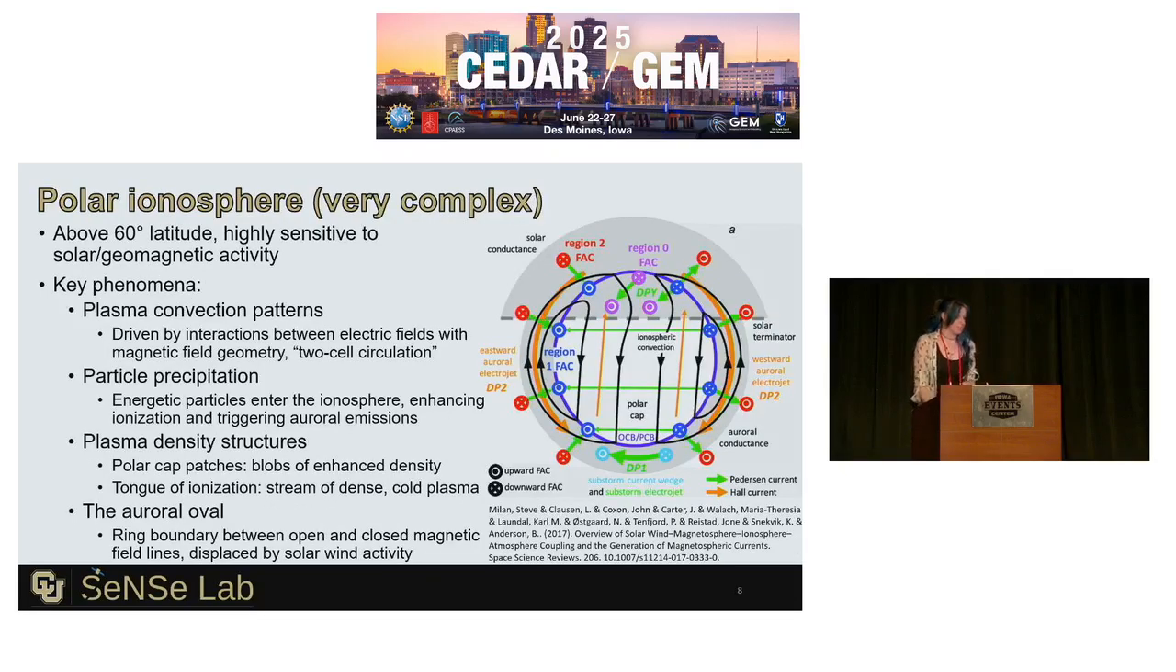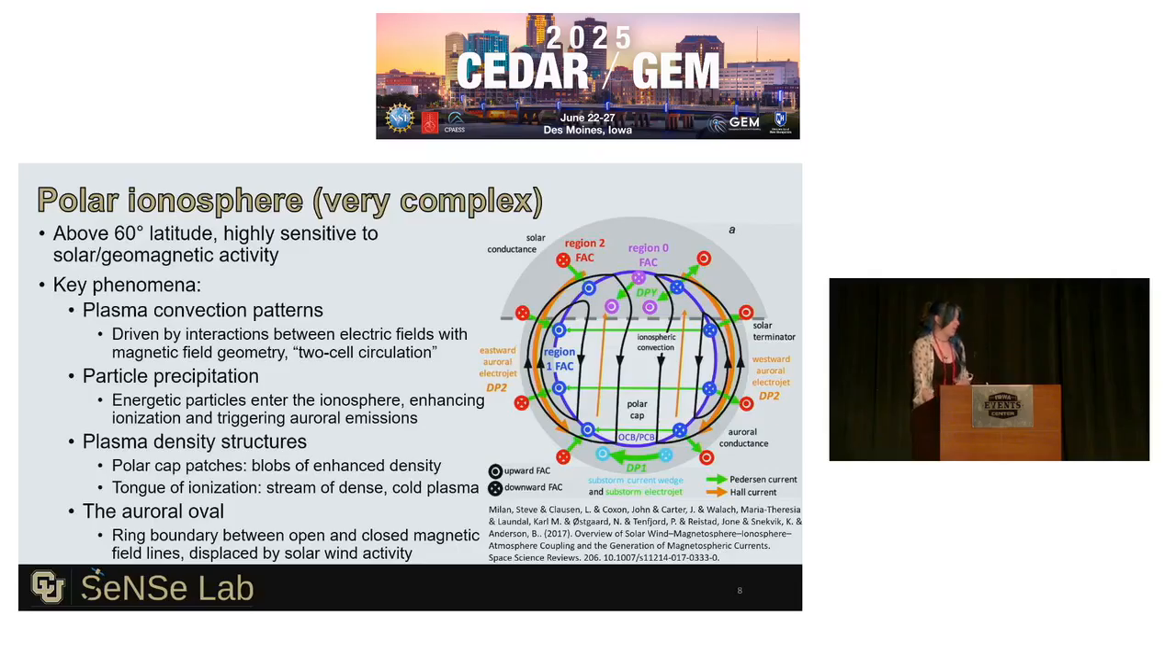Most complex is the polar ionosphere. Yes, I put this plot in there to scare you, but this is everything that's going on there. This is above 60 degrees latitude, highly sensitive to solar and geomagnetic activity, as this is where all of your magnetic field lines are converging and going down through the ionosphere.